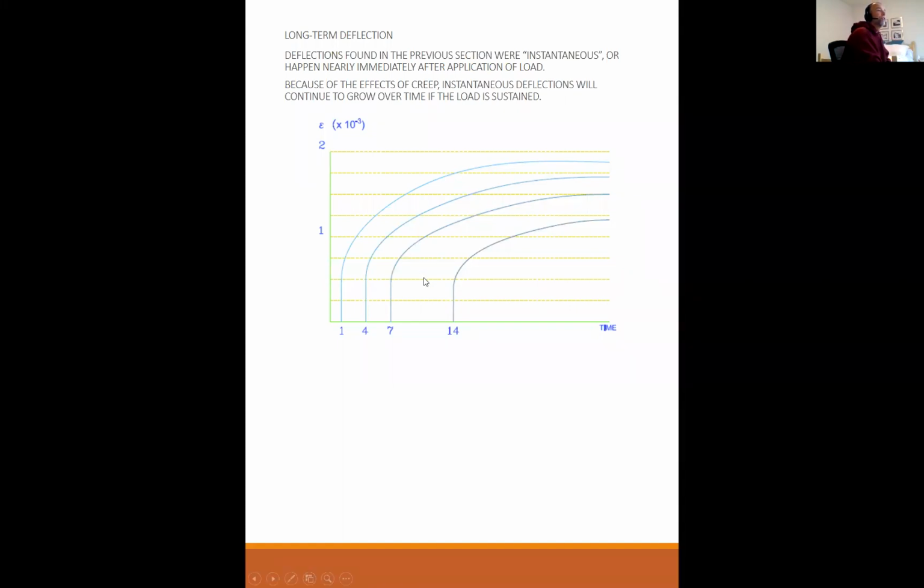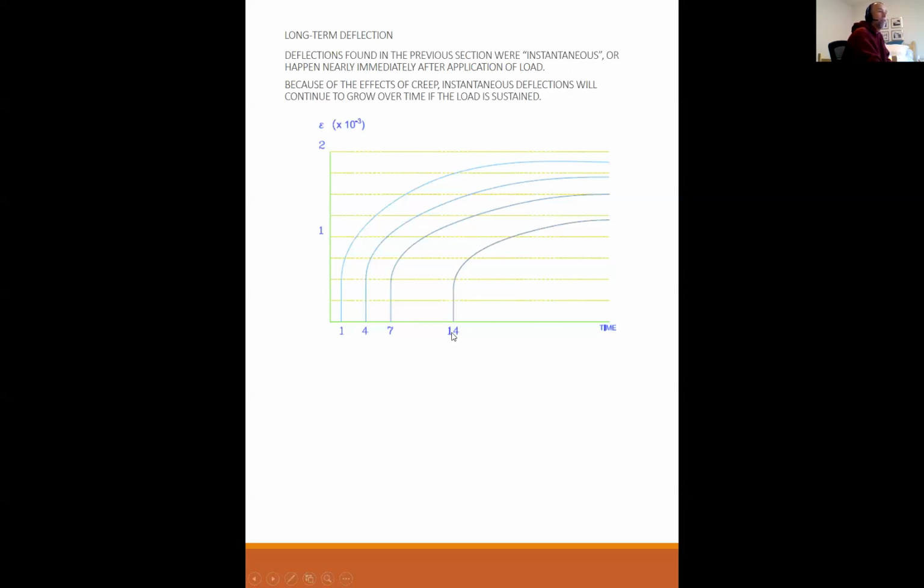So what this is illustrating is the same load applied on day 1. If this is 1, so this is like 0.001, this would be 0.005 immediately, but it's going to grow over time until eventually it basically peters out into a long-term deflection. But this long-term deflection is many times greater than the immediate deflection, like almost 4 times as great.